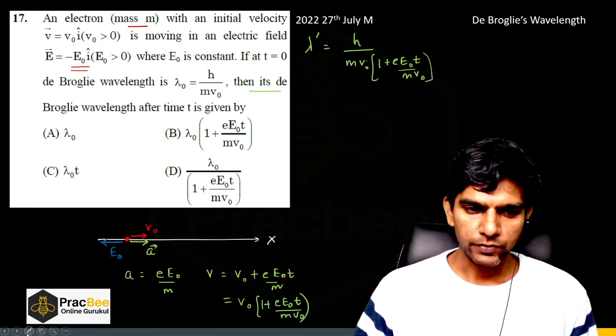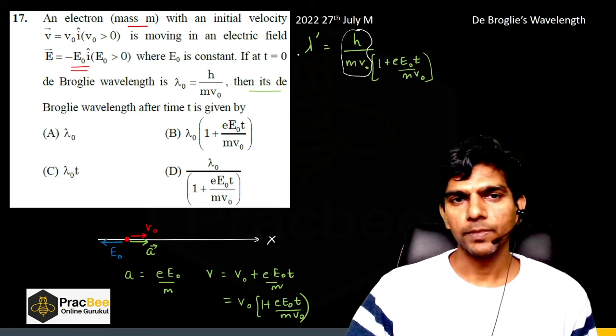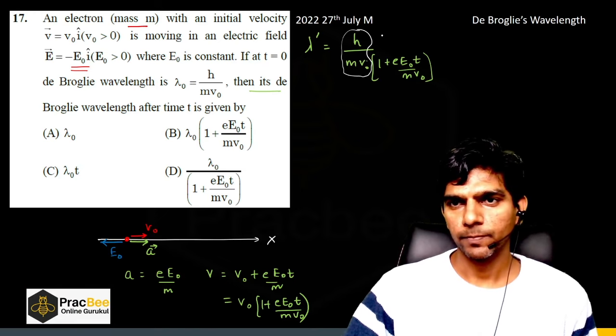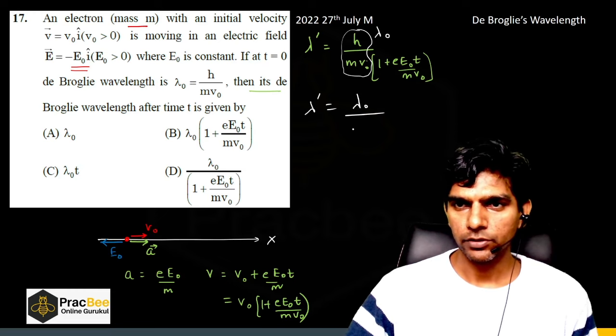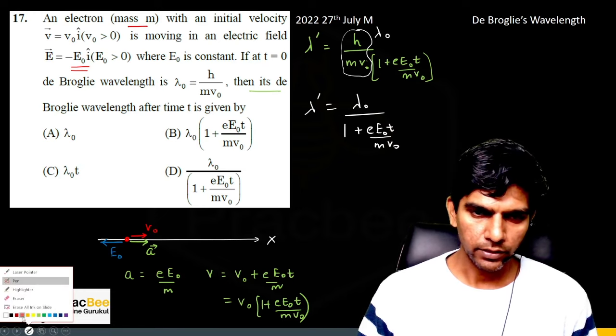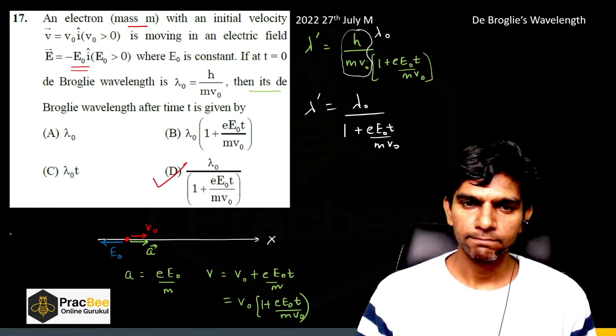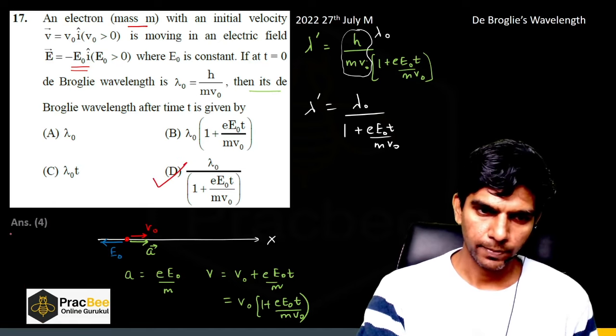Okay, and this factor h by m v naught is nothing but the original wavelength, which is lambda naught. So the answer will be lambda naught upon 1 plus E naught t upon m v naught. So let us compare this answer with the options. So option D is the right answer.